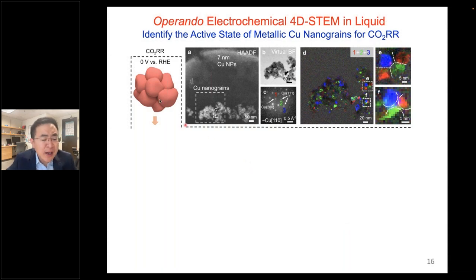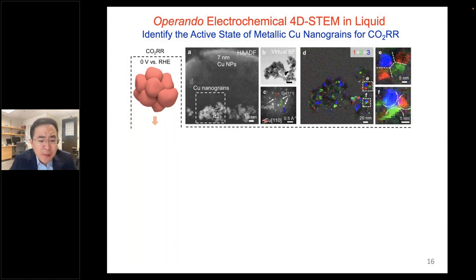And what I'm showing you here, under 0 volt, which is a fairly mild potential where we primarily drive the hydrogen evolution reaction, there's no CO2 reduction yet. Under such a potential, what we are showing here is a cluster of copper nanograins with different crystal orientations. And this is at least a false color map of three different types of orientation, and it begins to show you the distribution and the presence of these nanograins with a resolution on the order of about 1 nanometer.